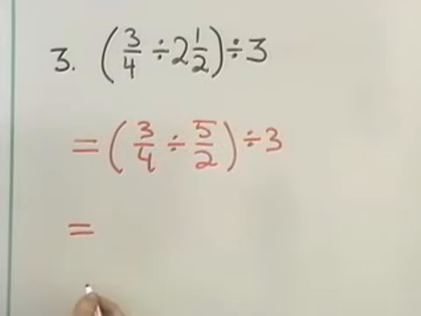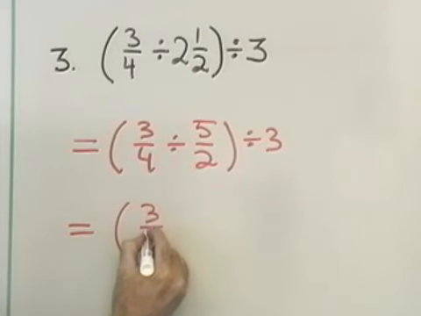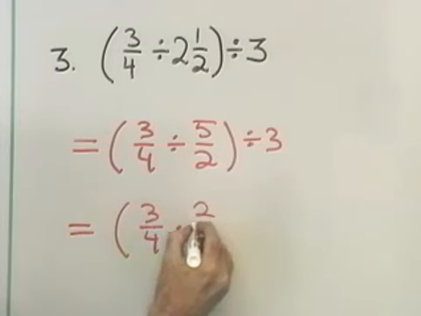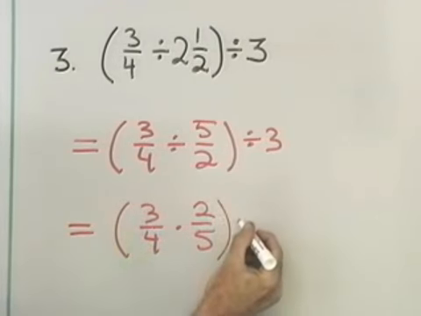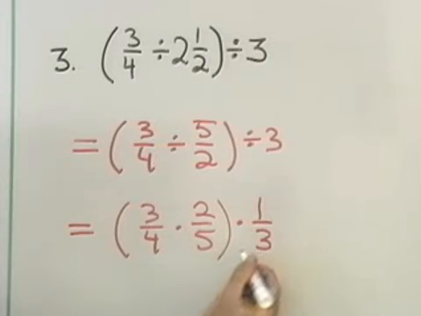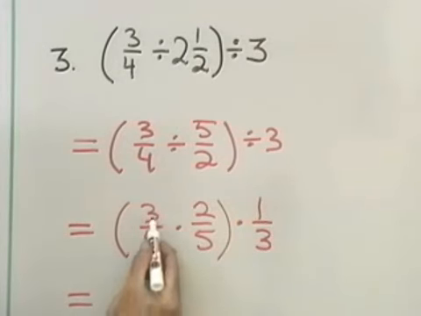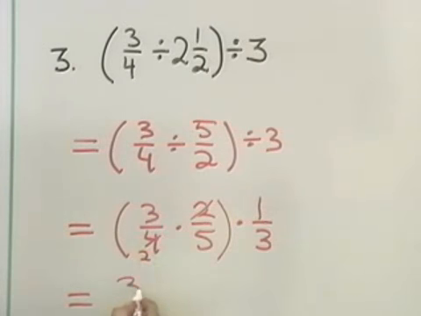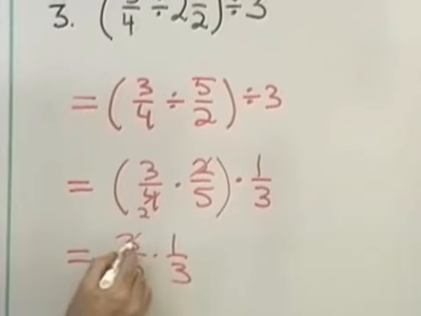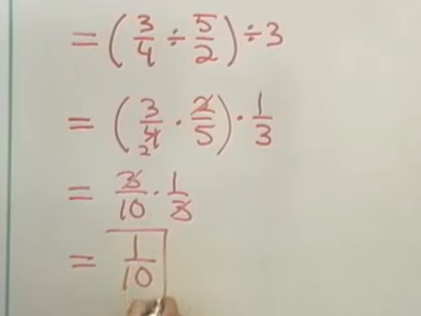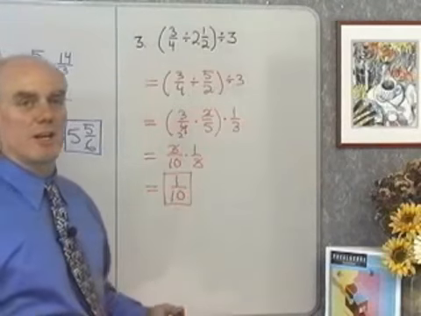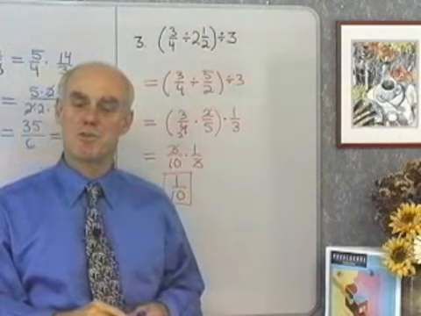Now let's change division to multiplication by the reciprocal. 3/4 times 2/5. Instead of dividing by 5/2, I multiply by 2/5, and then that's times 1/3. So let's see. 3 times 2 is 6. Well, I can divide out a common factor of 2, so I end up with 3/10 times 1/3. Divide out that common factor of 3, I end up with 1/10. So there is a quick look at multiplication and division with mixed numbers.